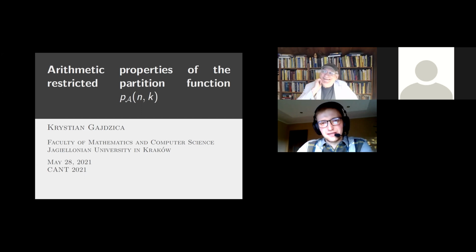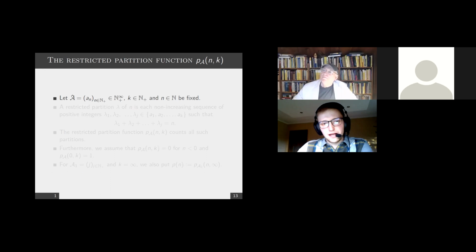Today, I would like to say a few words about the theory of partitions, in particular, the theory of restricted partitions. So at the beginning, I would like to define restricted partitions. To do that, let us assume that curly A is a sequence of positive integers, K is a positive integer, and n is a non-negative integer.